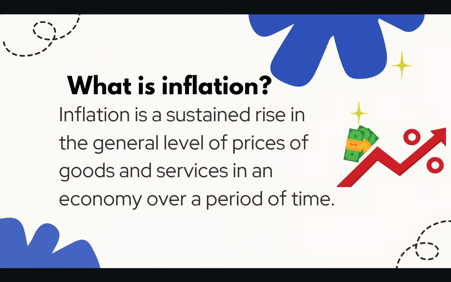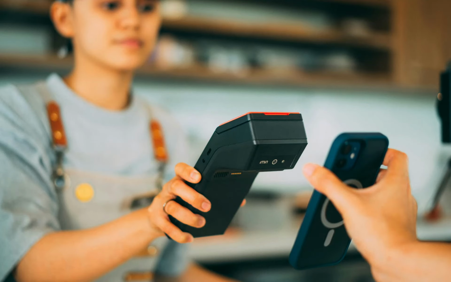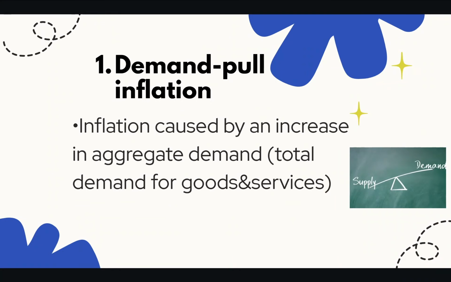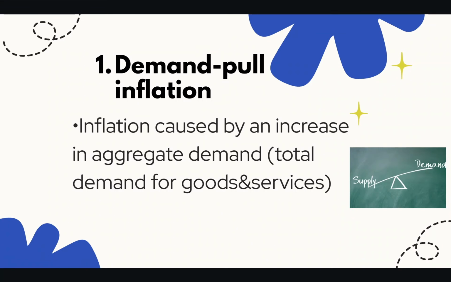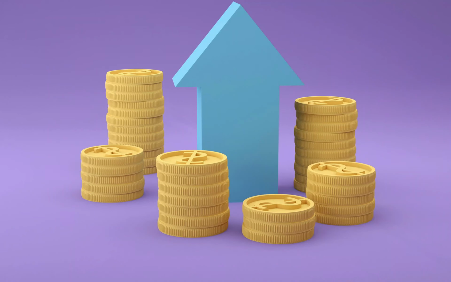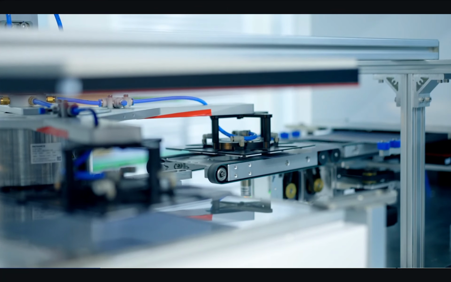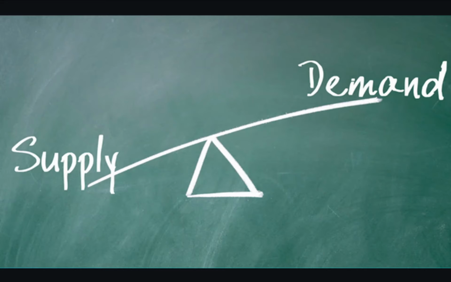Let's get started. What is inflation? Inflation is a sustained rise in the general level of prices of goods and services in an economy over a period of time. Our first cause, demand pull inflation. Inflation caused by an increase in the aggregate demand, that's the total demand for goods and services. An increase in aggregate demand will cause prices to increase and inflation to rise if firms are unable to increase the supply of goods and services at the same rate as demand. So your supply is less than your demand.